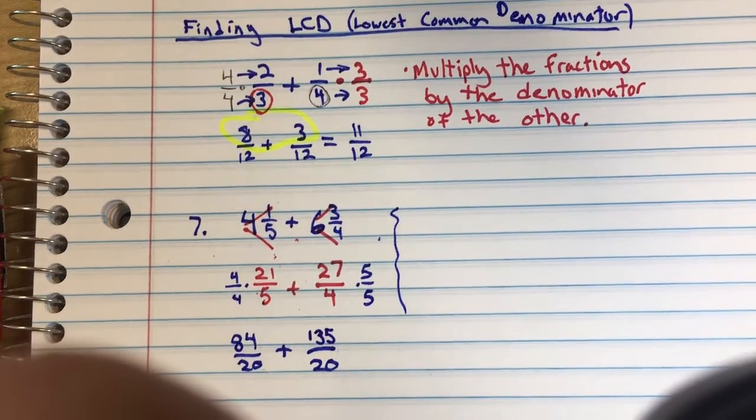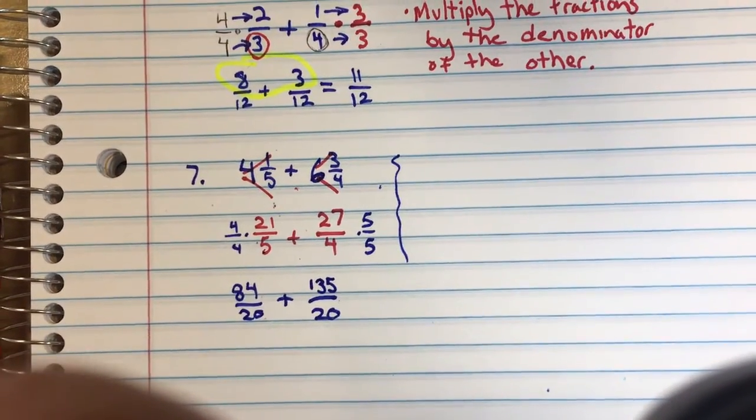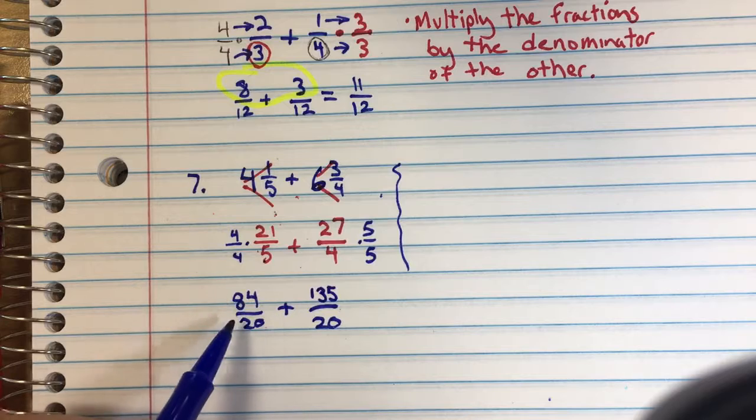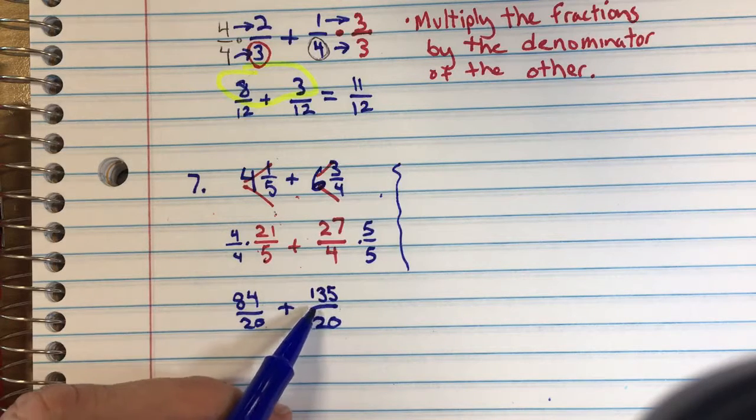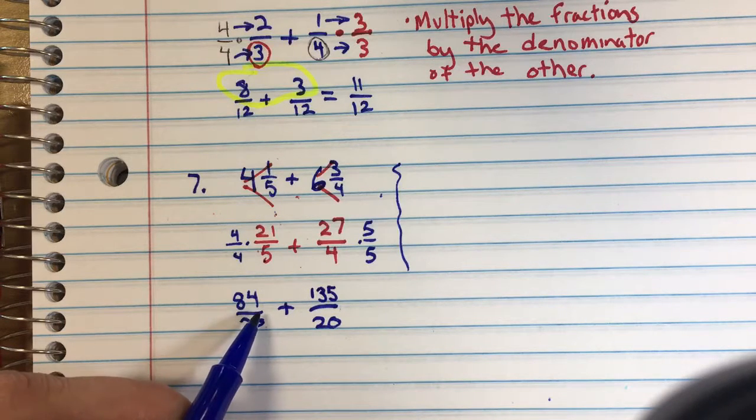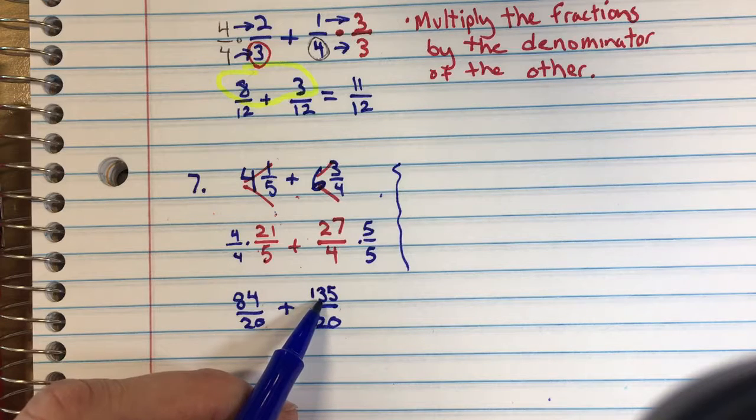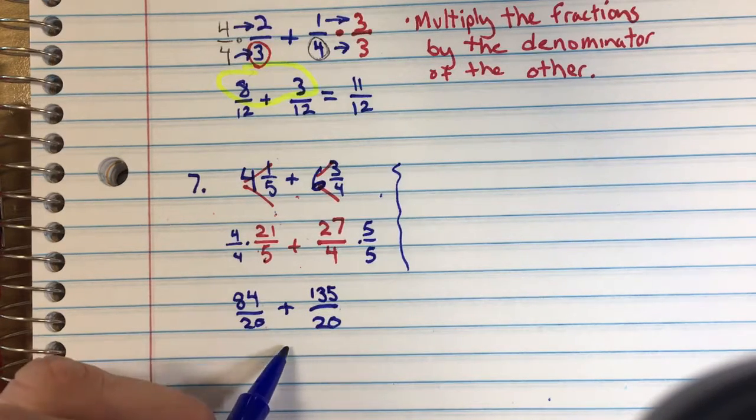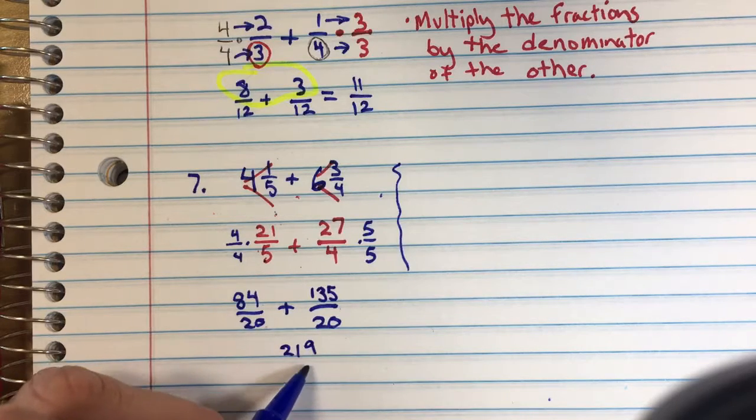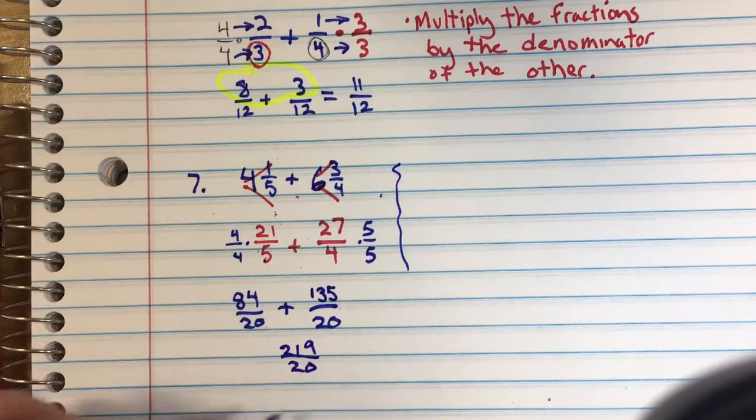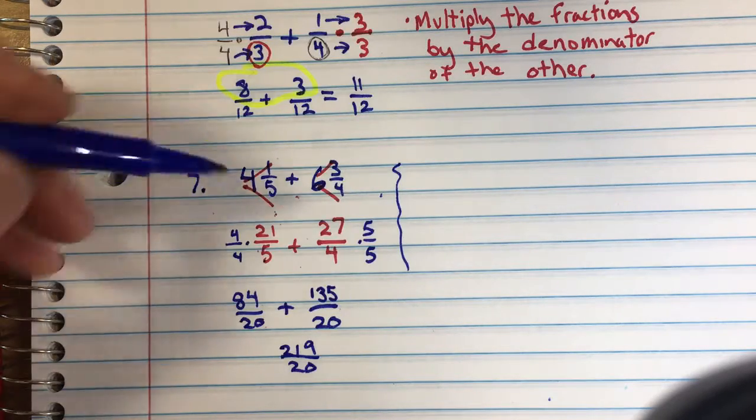Great. So now I've got my 2 fractions there, and the next thing I just need to do is add them. So 84 plus 135 is going to be, well, 80 plus 130 is 210, and then 4 plus 5 is 9. So 219 out of 20, and then we convert that back to a mixed number. For sake of time today, I'm not going to do that. Here's the other method that I can do.